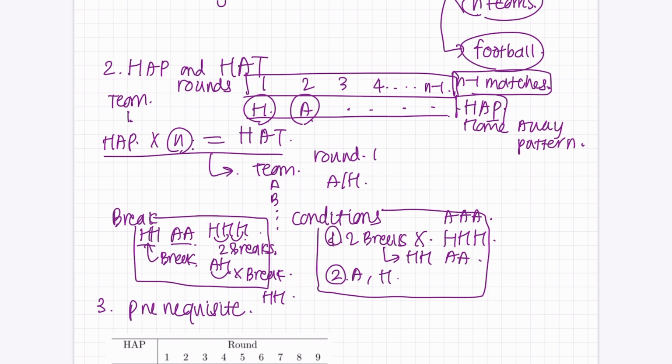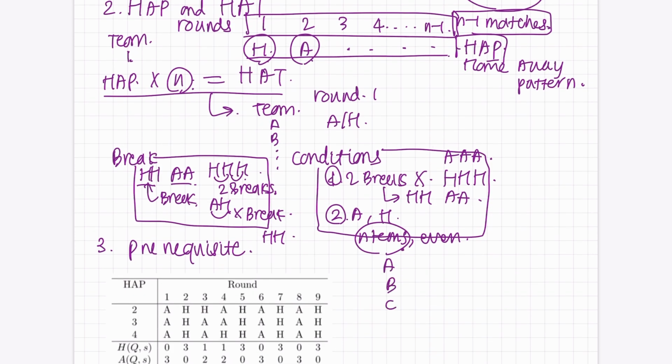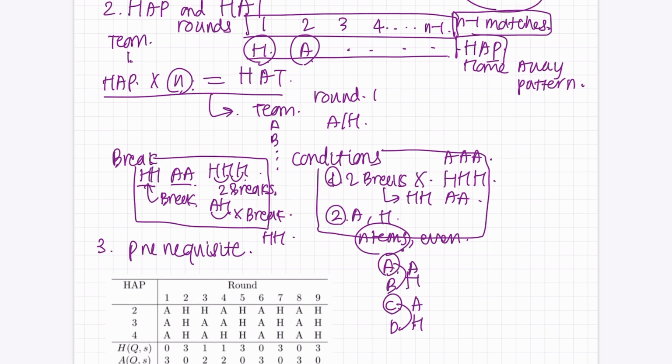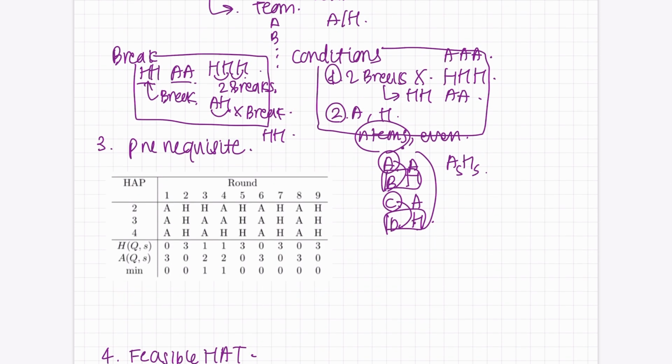be the same. This is because we have n teams, and we know that n is going to be an even number because it's round robin, and so you need to have a competitor within that n. Let's say that we have teams A, B, C, D. If A plays B and C plays D, and teams A and C played an away match, and B and D played a home match, we can see that the number of A's and H's is going to be equal for any round I. So that is a condition that we have to meet.